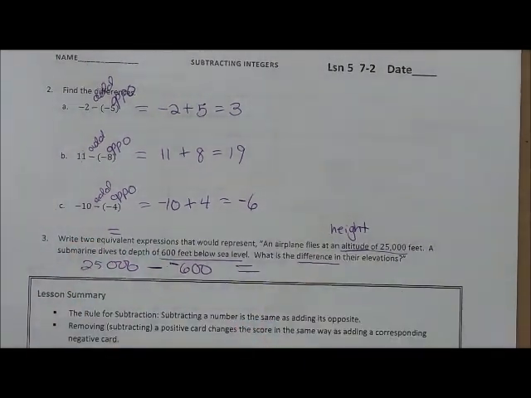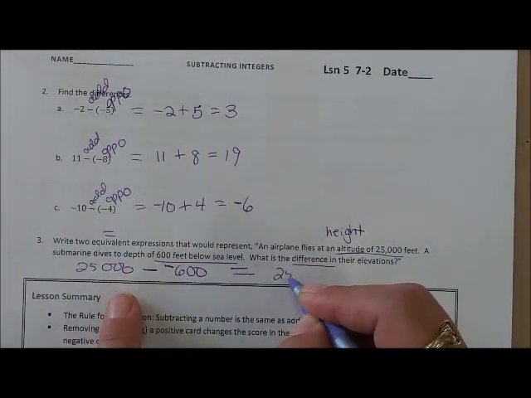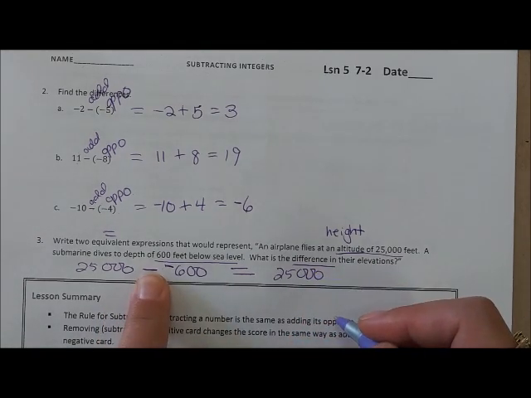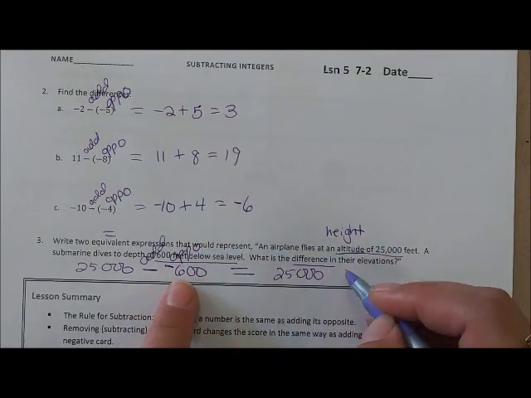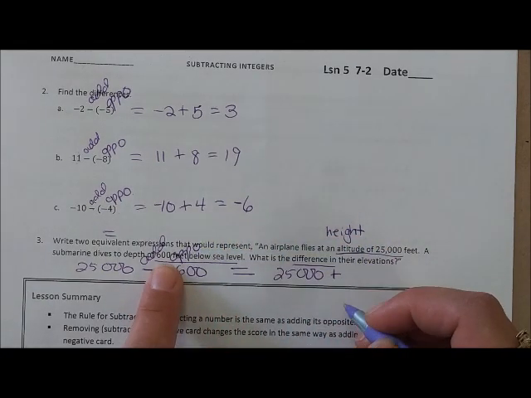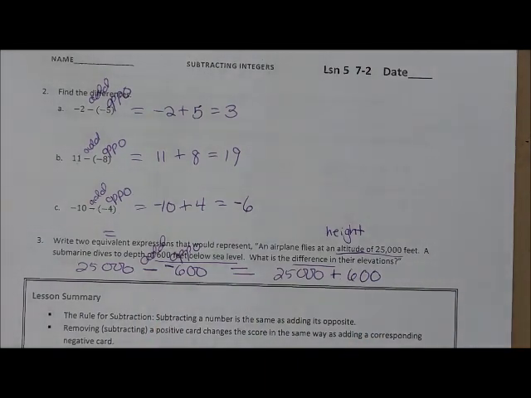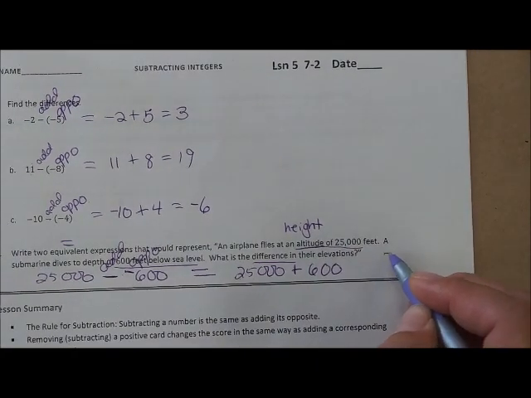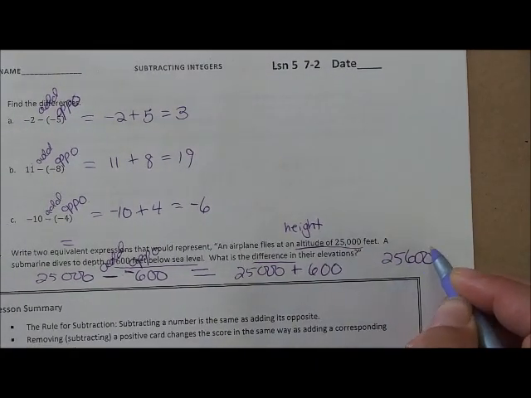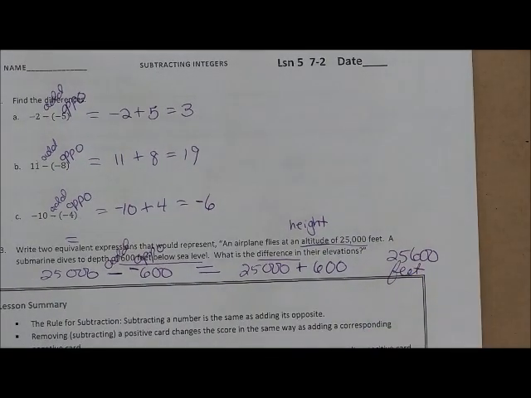That is the same thing as subtractions, adding the opposite. So I'm going to change this to addition and change the negative 600. So it's addition. The opposite of a negative is a positive. And both of these things are the same thing. So those are my two different expressions. The actual answer is 25,600 feet. They are 25,600 feet apart.